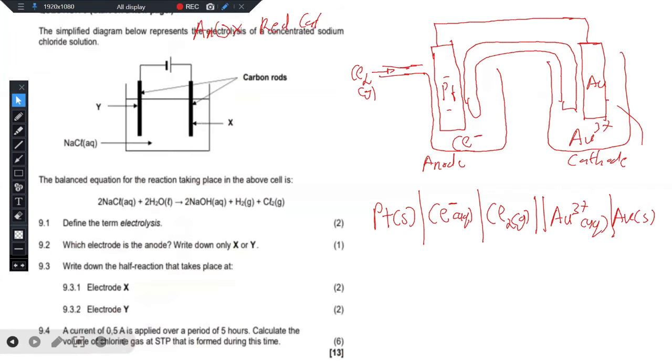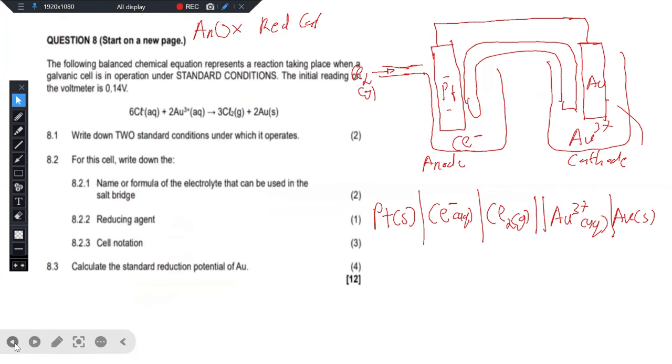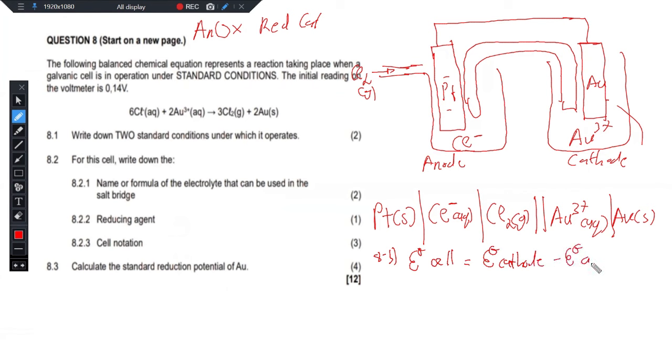So now, what are you going to do in terms of calculating that? So you know that your formula, it is still E cell is equals to E cathode minus E anode. Now, up here, we are given that the initial reading on the voltmeter is 0.14. So that's your E cell, 0.14. Now, we did mention that this is the cathode. We don't have the Au, so let's just put X there. But then there is a way in which we can find the anode. The anode is the chlorine here. Also, you can find Pt.